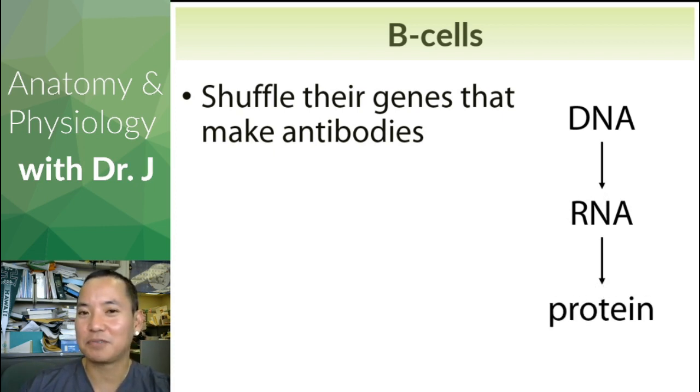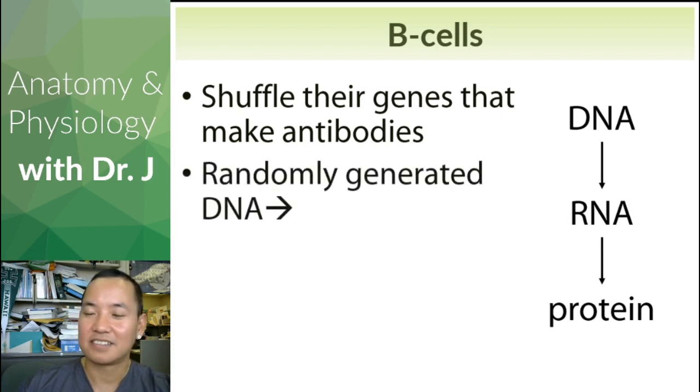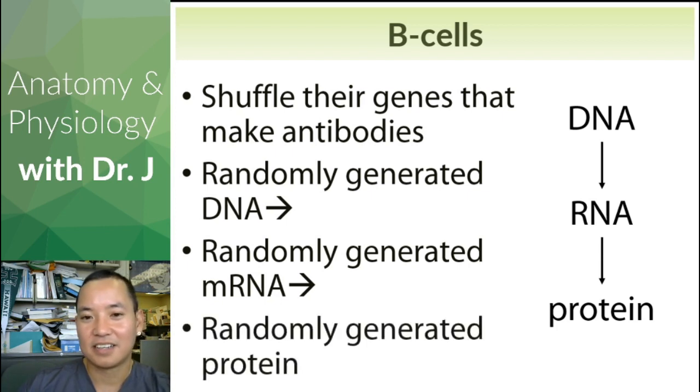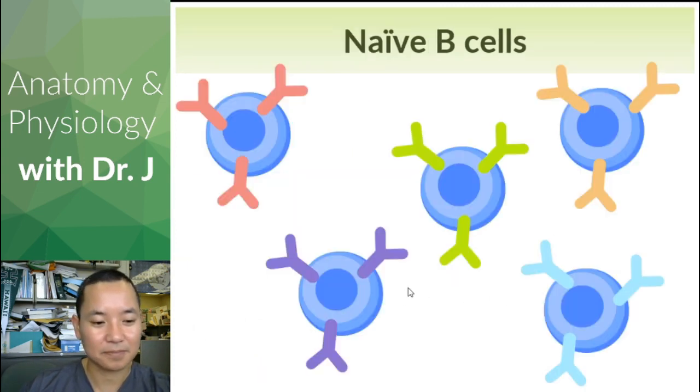So what happens if you randomize DNA? If you randomly generate new DNA sequences, you're going to randomly generate new RNA sequences. If you have randomly generated mRNA sequences, you're going to have randomly generated proteins. So what do B cells do? They randomly reshuffle the genes that encode antibody proteins. So they're going to end up with random antibody-like proteins.